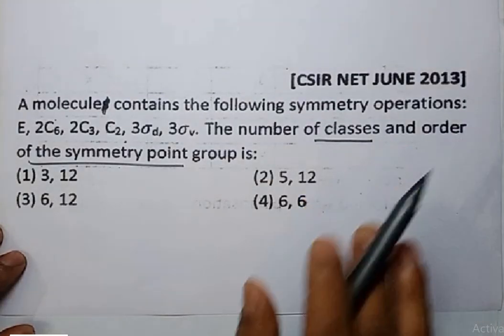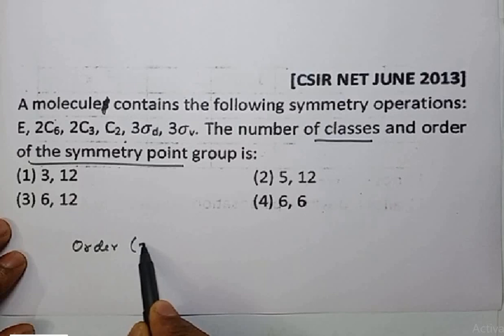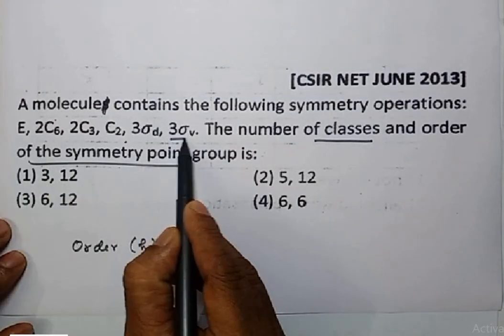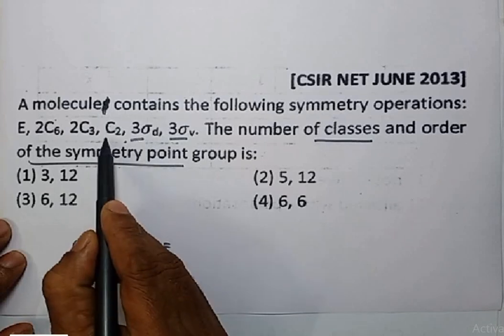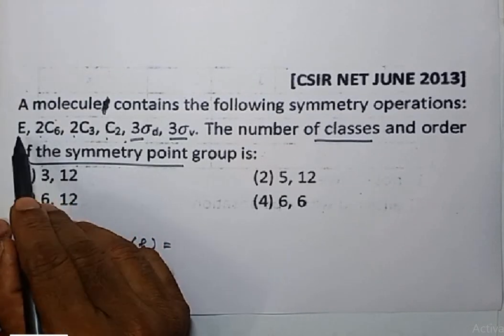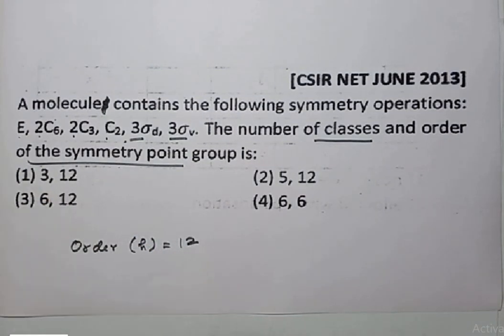Okay, order is very simple, you know. What is order? Order is nothing but the total number of symmetry operations. How many total operations are there? Here I have 3 plus 3 is 6, 6 plus 1 is 7, 7 plus 2 is 9, 9 plus 2 is 11, 11 plus 1 is 12. So the order of the point group is 12.